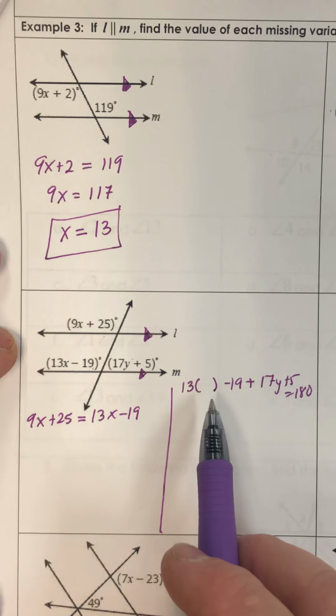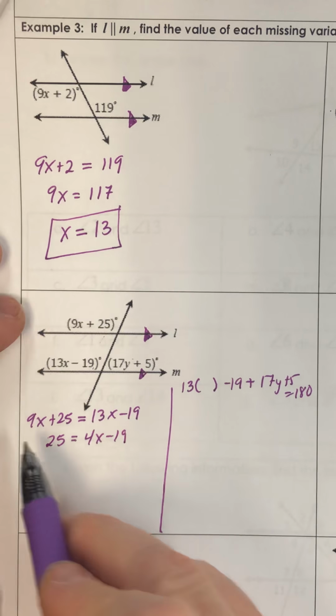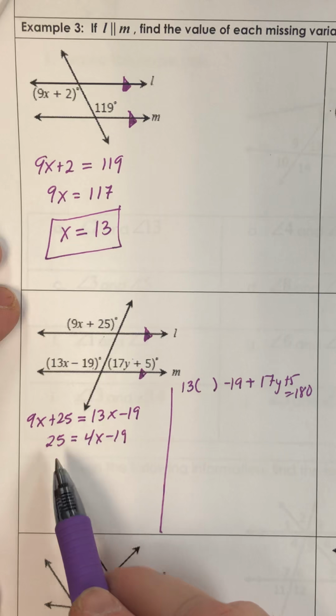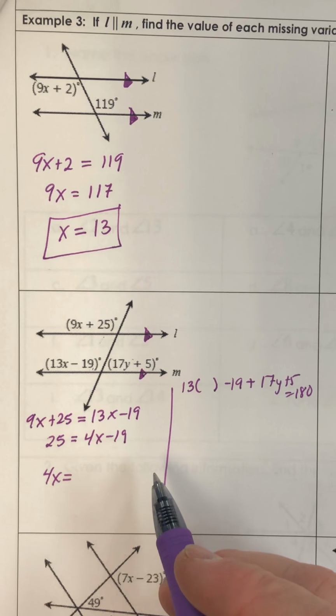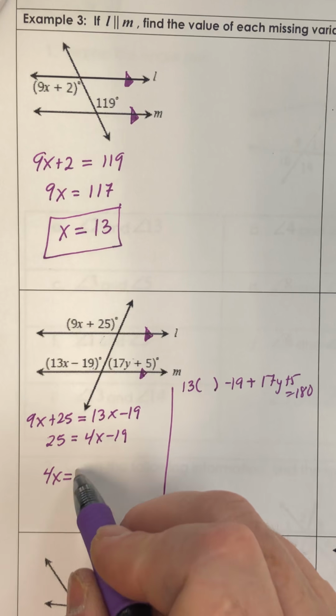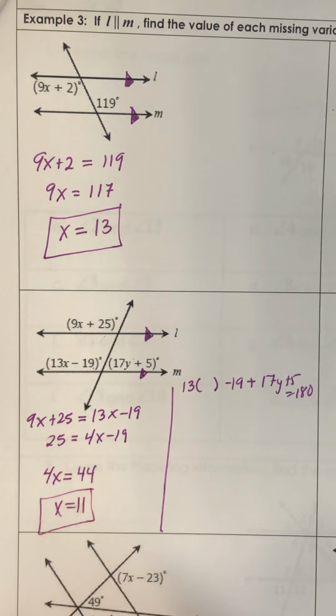So let's find x. Subtract 9x, so 25 is going to equal 4x minus 19. Add 19. So 4x is going to equal 19 plus 25, which is what, 44? So x is 11. So there's x. Now, I take that and I plug it in over here. And I want to plug x in because this was 13x minus 19. So let's see, 13 times 11.